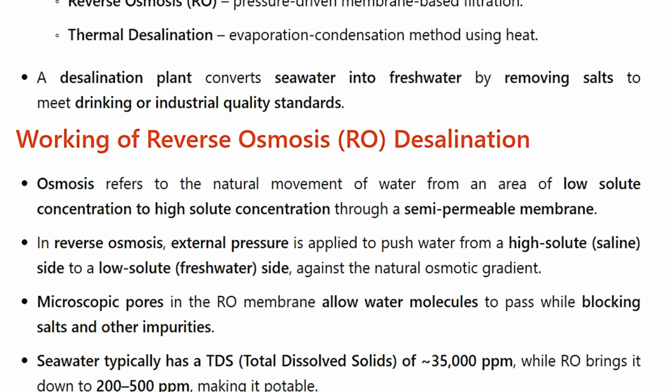Microscopic pores in the RO membrane allow water molecules to pass while blocking salts and other impurities. Seawater typically has a TDS, total dissolved solids, of 35,000 ppm, while RO brings it down to 200 to 500 ppm, making it potable.